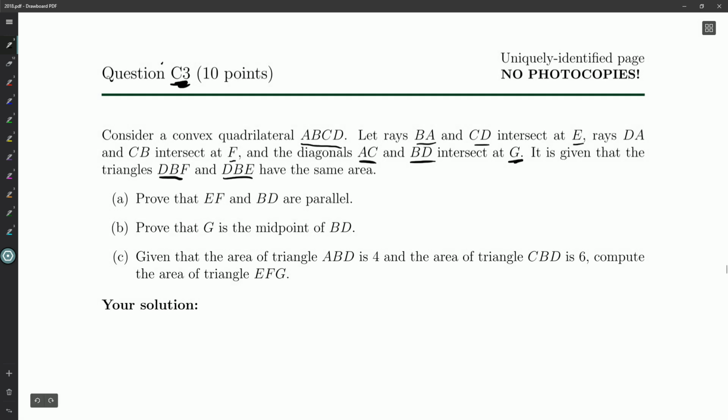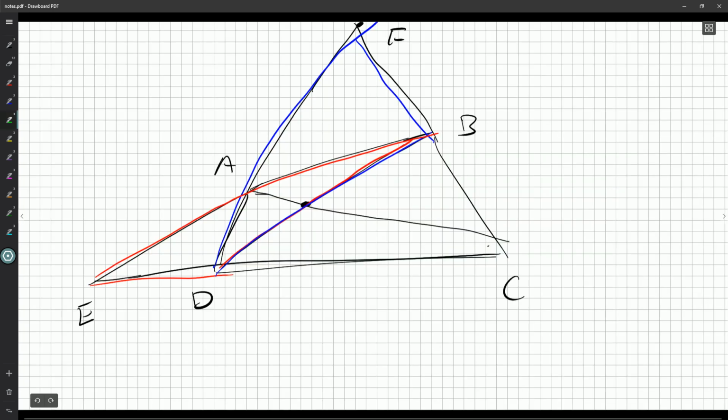And then what are we asked? We're asked a few things, all relating to this original construction. You can read them all together, or you can read them one at a time. It entirely depends on you. I'm just going to read part A here. Prove that EF and BD are parallel. So what do we want? Let's use green. So EF, which I'm having trouble drawing. We want EF and BD.